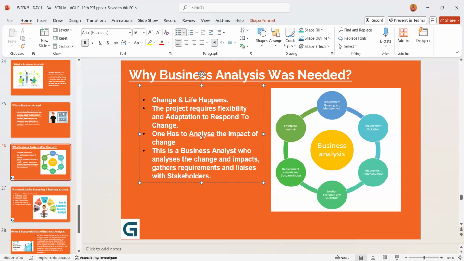When we are saying changes, it means that you are a change agent at the heart of a business analyst. Who are you? You are a change agent. Change agent, who advocates for the change.